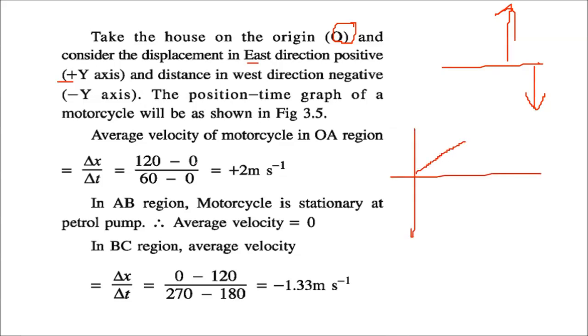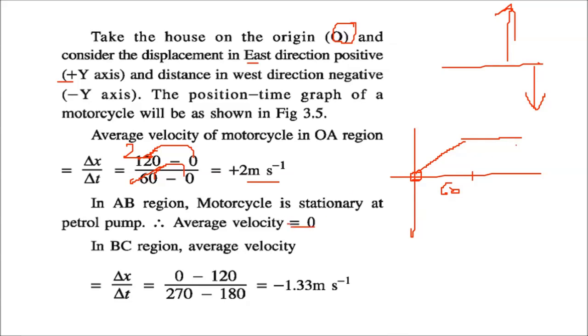What was that? Delta x: it started from 0 and reached 120 meters, so 120 minus 0. It started at 0 time, and the time it took was 60 seconds, so 60 minus 0. That is 2 meters per second. Now for the second part, because there was no movement, the average velocity will be 0.